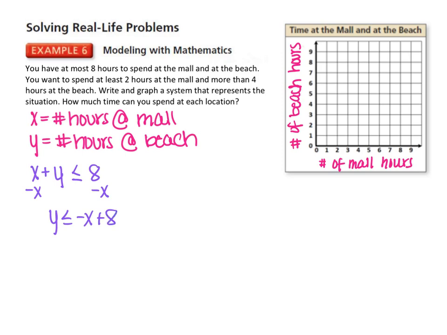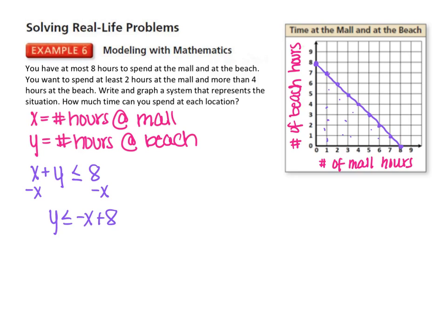I start at 8, and I go down 1 and to the right 1, down 1 to the right 1. Right? I know it's a solid line, and I want to shade below that line. So anything down below the purple line.